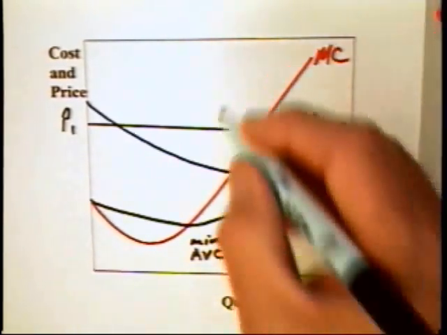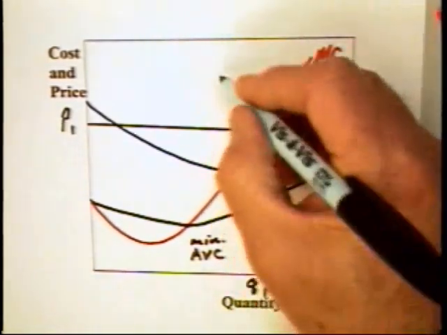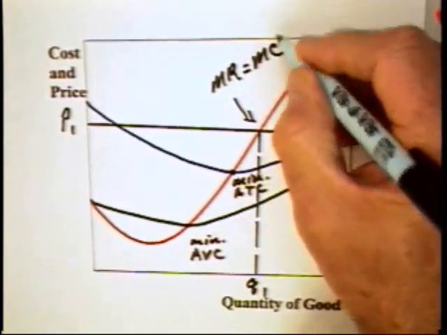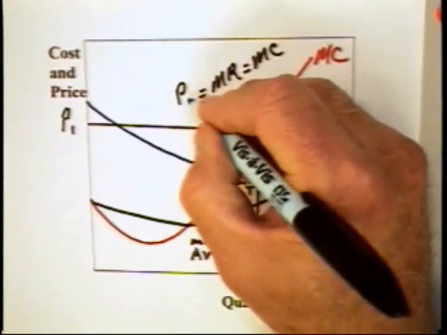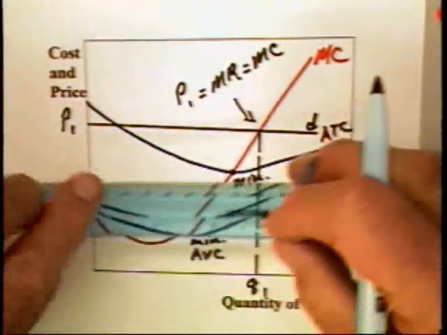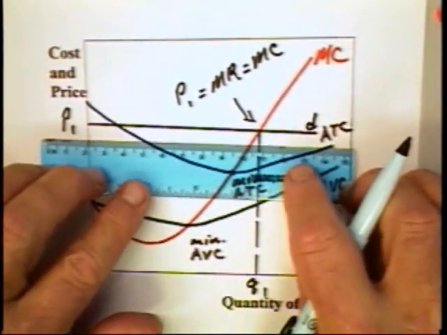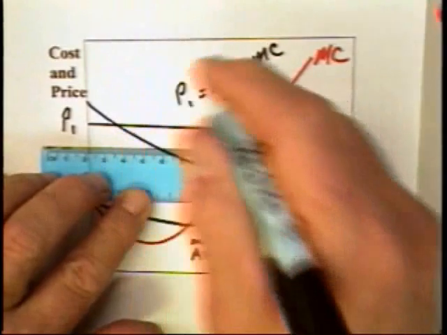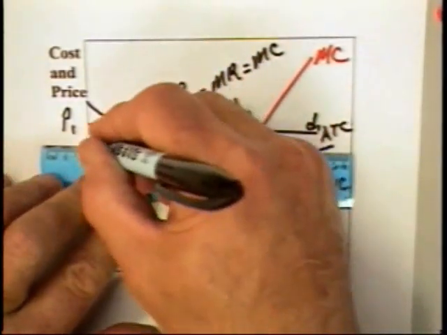Q1 here. That is, a firm should produce where marginal revenue is equal to marginal cost, which in this case is equal to price P1. Suppose that in fact the price of the good were not D, we'll do that D1. Suppose the price were here.